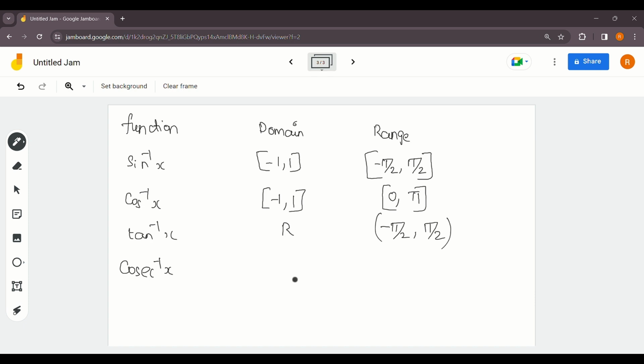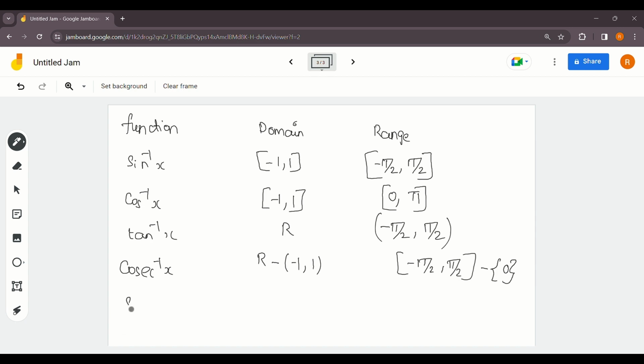So the domain is nothing but all real numbers except the open interval minus 1 to 1, and the range is the closed interval again minus pi by 2 to pi by 2. So both sine inverse and cosec inverse have got the same range. Now, one important thing to be noted is that 0 should not be included, because cosec 0 becomes infinity. So 0 should not be included.